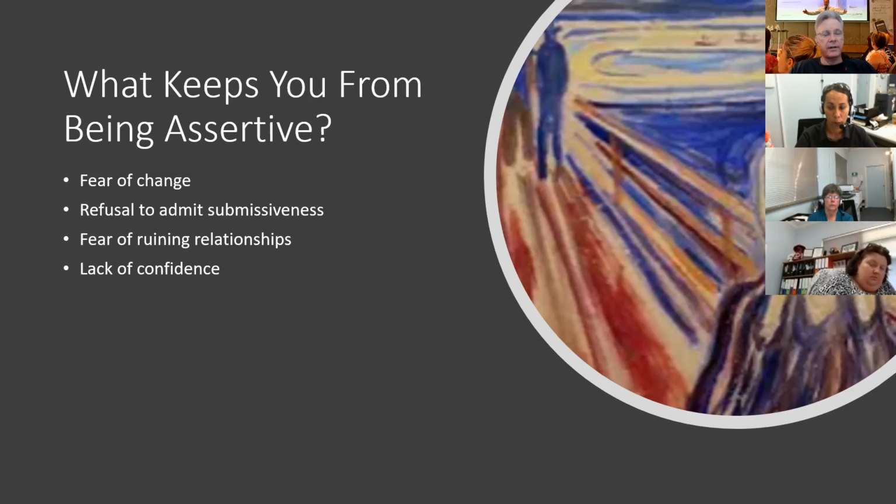It's not in a good position. If by respecting their rights and your rights and standing up for yourself the relationship is actually going to be ruined, then what does it say about the relationship? It obviously means that you're in a submissive role with that person, and that's not an ideal relationship. So you need to think about that one.